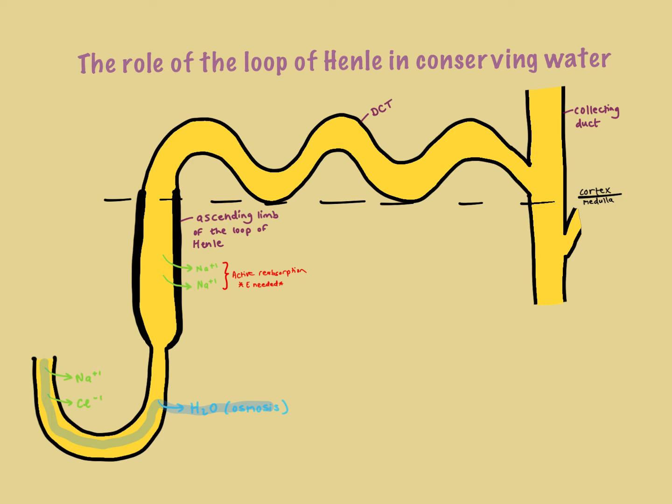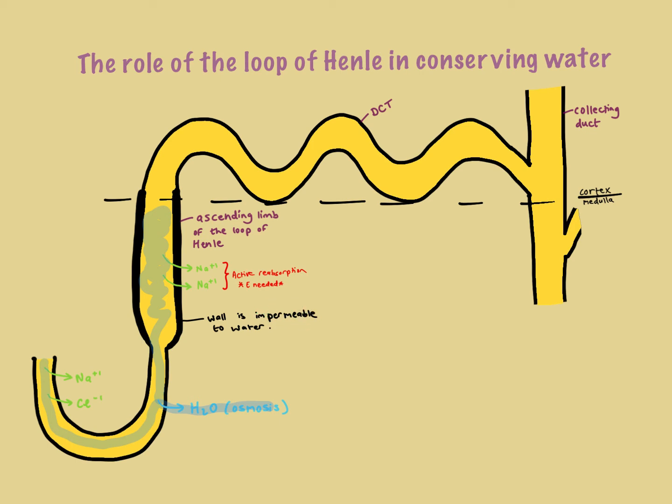But when we get to the ascending limb of the loop of Henle, there's still a huge amount of water that is left in this tubule over here. What I've shown here with the dark line around the ascending limb of the loop of Henle, we say that it is impermeable to water. So although there is a huge amount of water here, water is not able to leave the tubule and enter the medulla and therefore enter the capillaries, because this wall is completely blocking any water molecules. It is impermeable, does not allow water to pass.